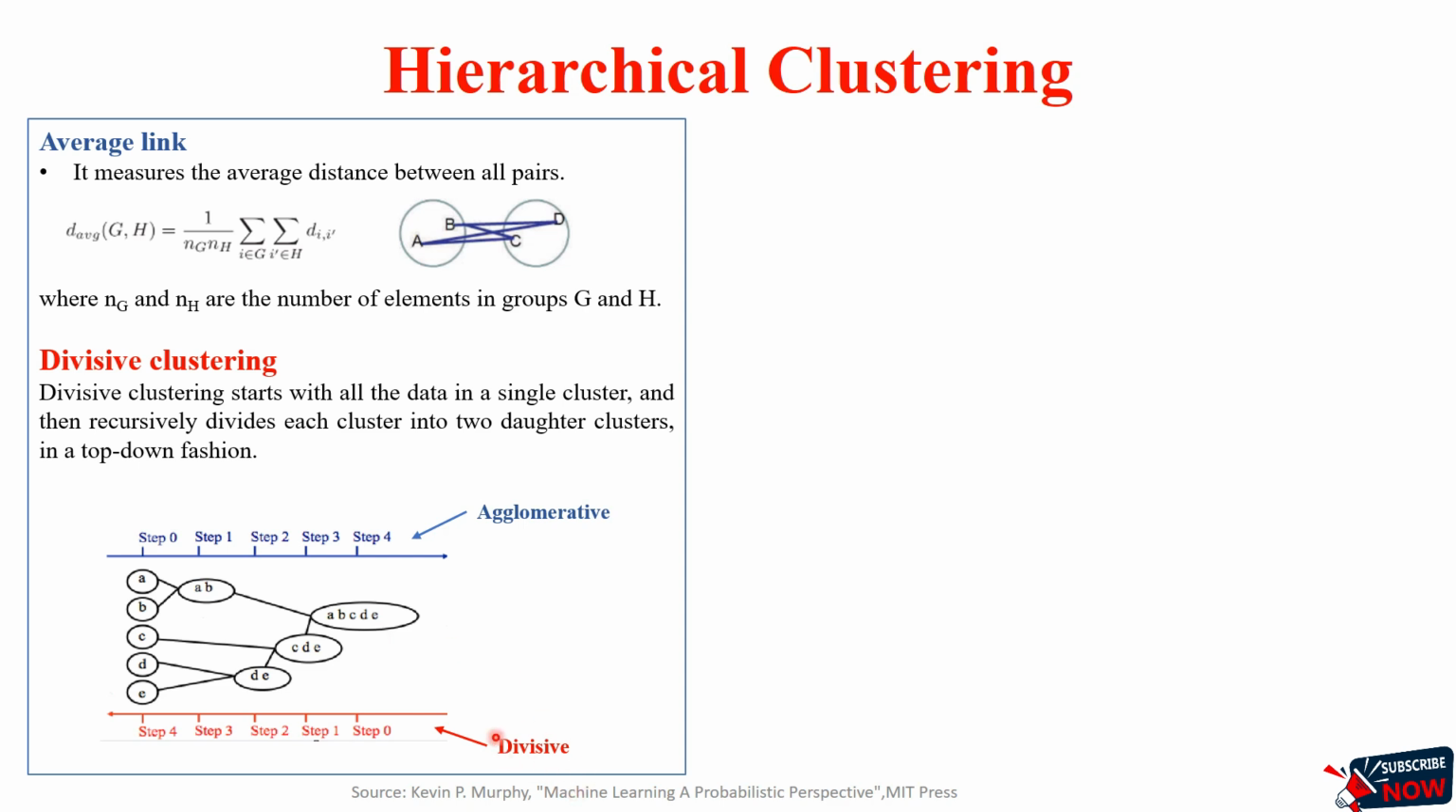Whereas in divisive clustering, step 0 starts from here, which means we start from a single cluster. So it steps down, C, D, E form a separate cluster, and then in the successive steps they keep dividing, and finally they end up with each and every data point as a single cluster.